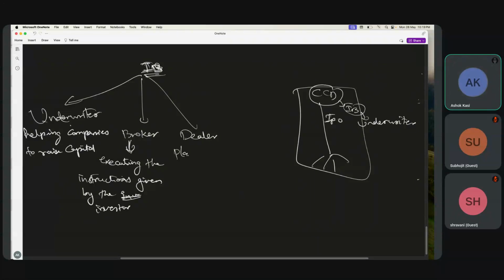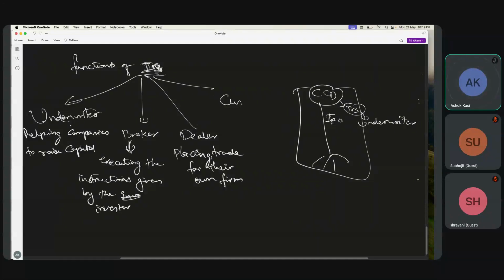And dealer is placing trade for their own firm. Now they are thinking, even they have capital, why can't they buy and sell securities? So this is placing trade for their own firm. Okay. Then what else do they do? So these are all functions of an investment bank. So what else do they do?